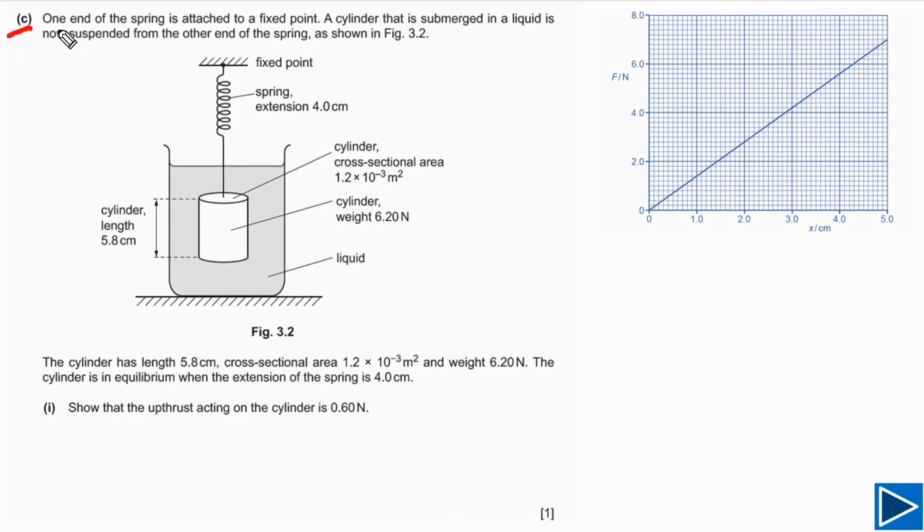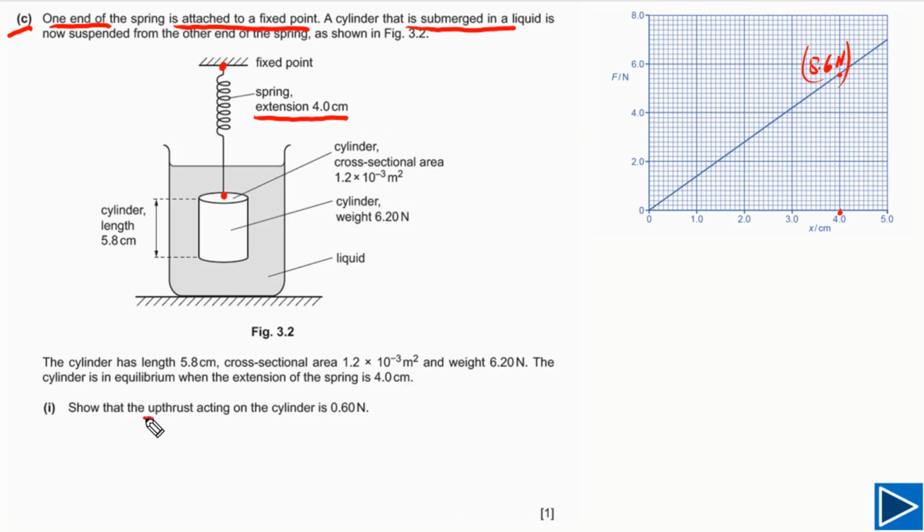For part C, it is given to us that one end of the spring is attached to a fixed point, as you can see here. But one thing you need to be very clear about is that this is the same spring we studied in part A and part B. The other end of the spring is attached to a cylinder, and the cylinder is submerged in a liquid. It is also given that the extension in the spring is 4.0 centimeters, so we can find the value of the spring force. This value is equal to 5.6 newtons. So this is important: this is the value of the force when the extension is 4.0 centimeters.